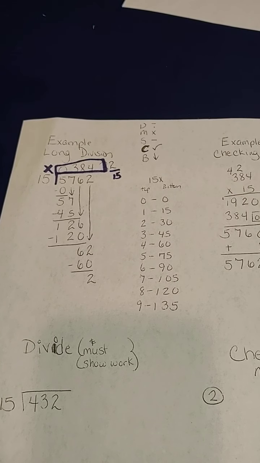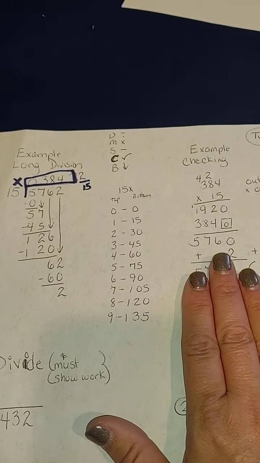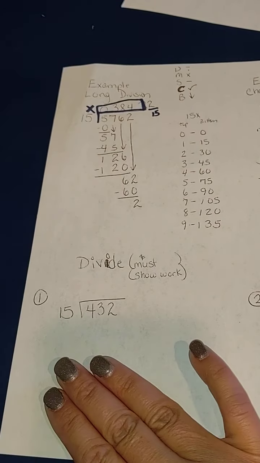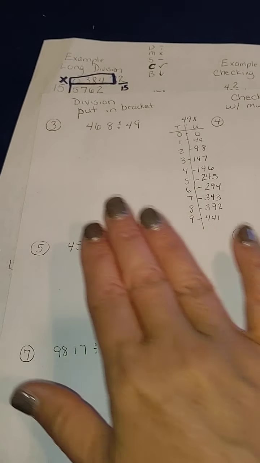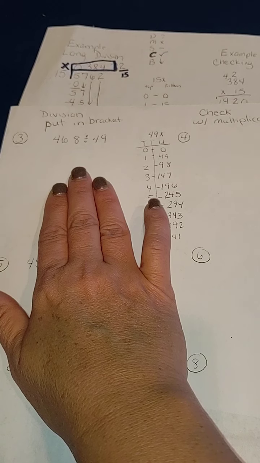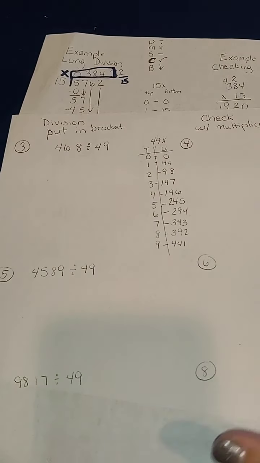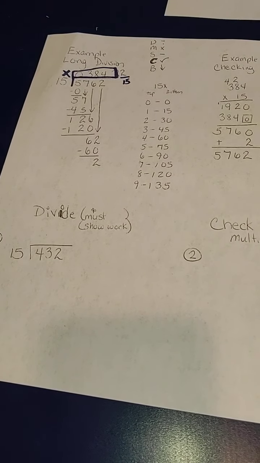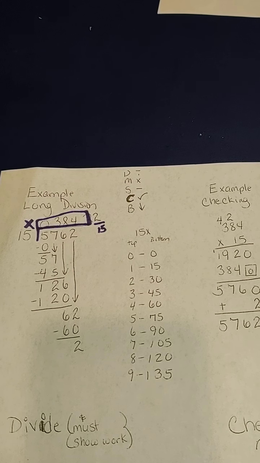So the page we're going to be working on today is the one that has example long division, example checking, and on the bottom is problems 1 and 2. And the other page is problems 3 through 8. And you're going to see on the top of the page, put division, put in bracket, and check with multiplication. Those are the pages we're doing together. So please find them and try to stay with me.